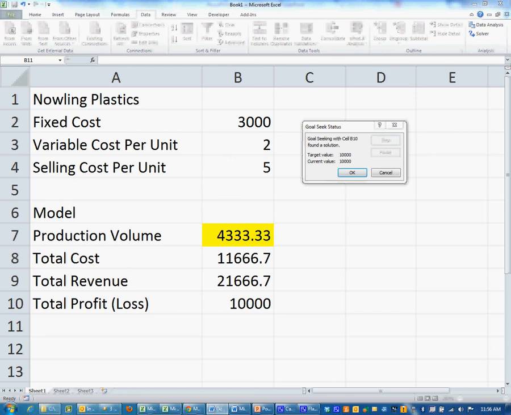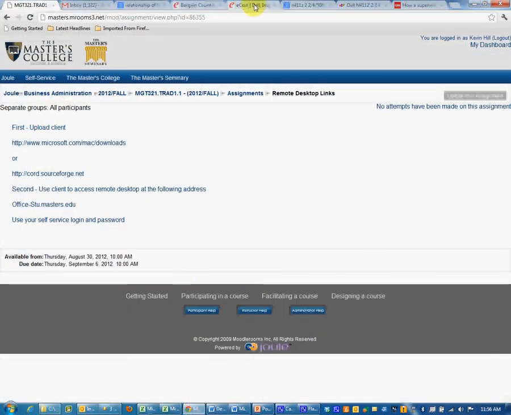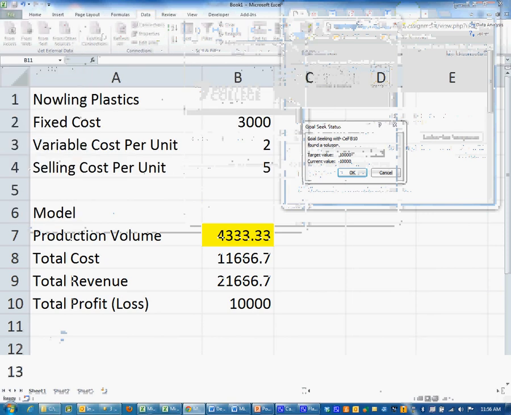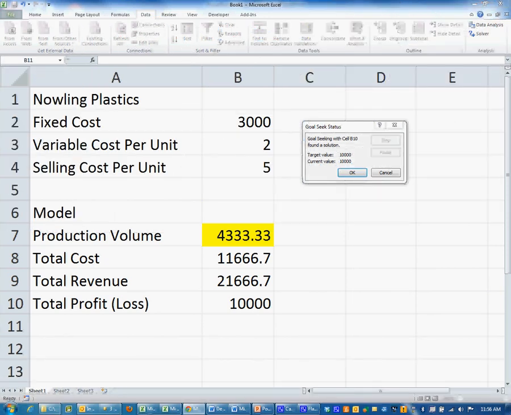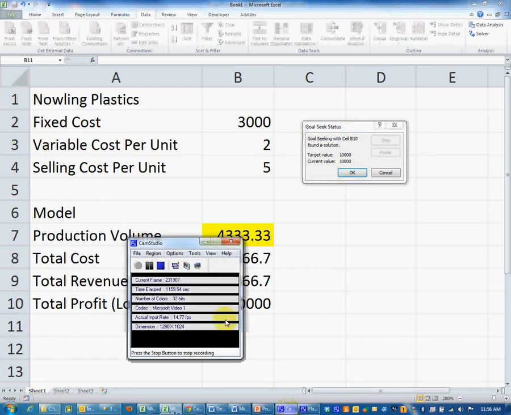Is that the one problem? What do we got? Alright, so the initial. So we're supposed to ignore the linear equation stuff? Fixed cost.